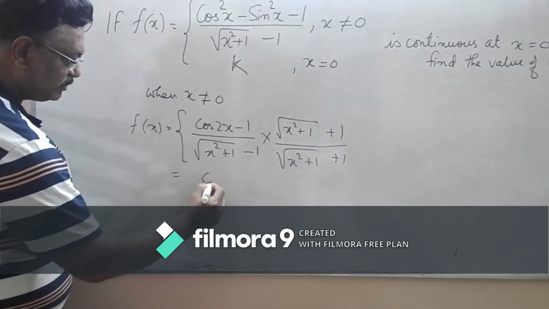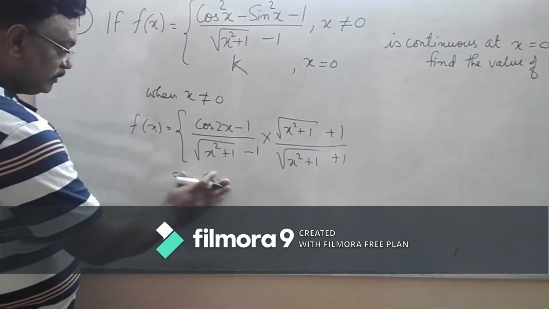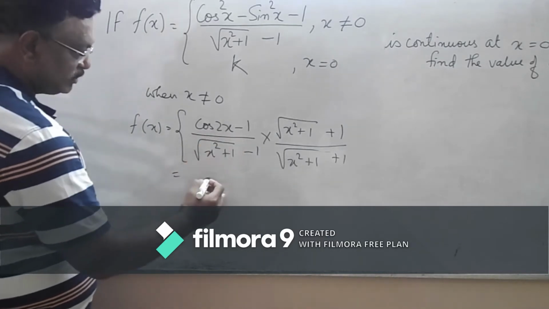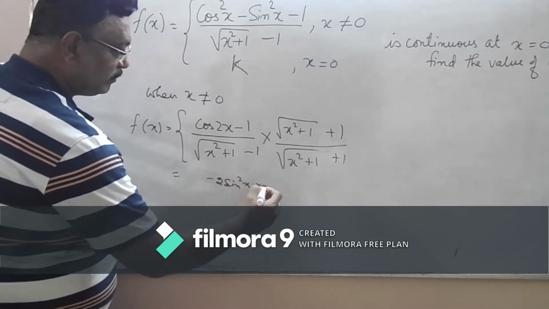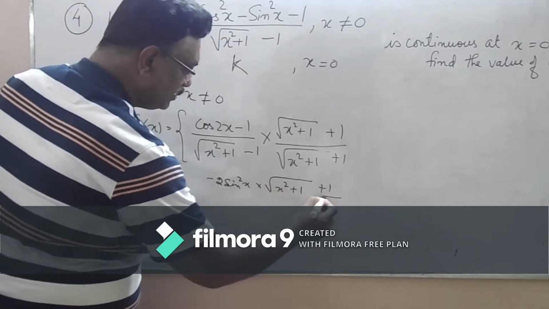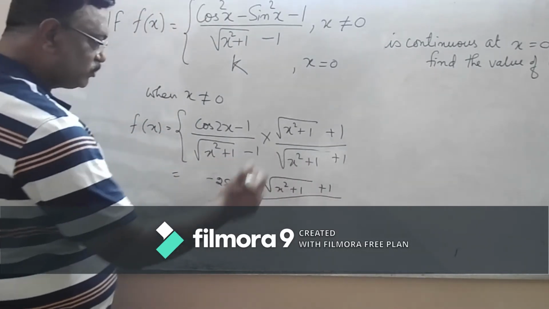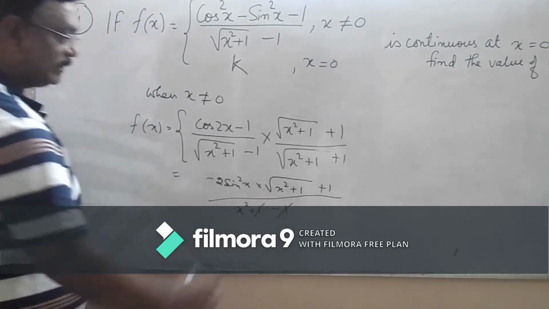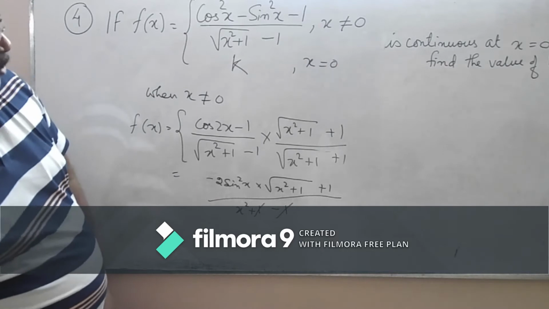On simplifying it further, we get cos 2x − 1. What is cos 2x − 1? We know that cos 2x − 1 is −2 sin²x, multiplied with √(x² + 1) + 1, and in the denominator (a − b)(a + b) will become a² − b². So that will be x² + 1 − 1. So this one gets cancelled. So this is a simplifying step before we take up the right hand limit or the left hand limit.